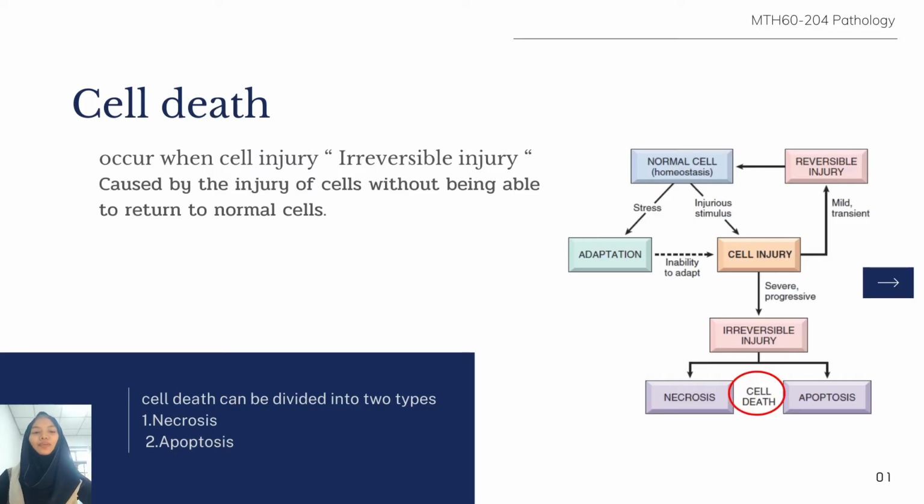Cell death occurs when cell injury is irreversible, caused by an injury the cell is not able to recover from to return to normal. Cell death can be divided into two types. First, necrosis and second, apoptosis.